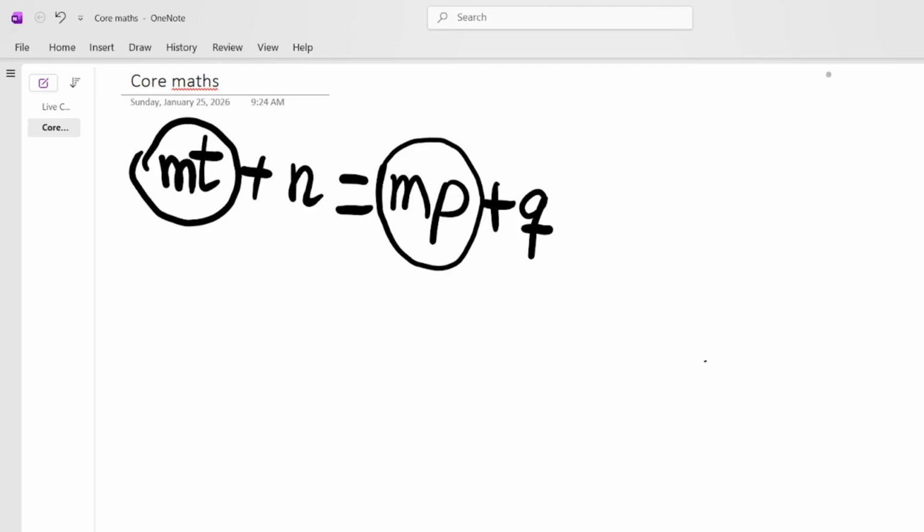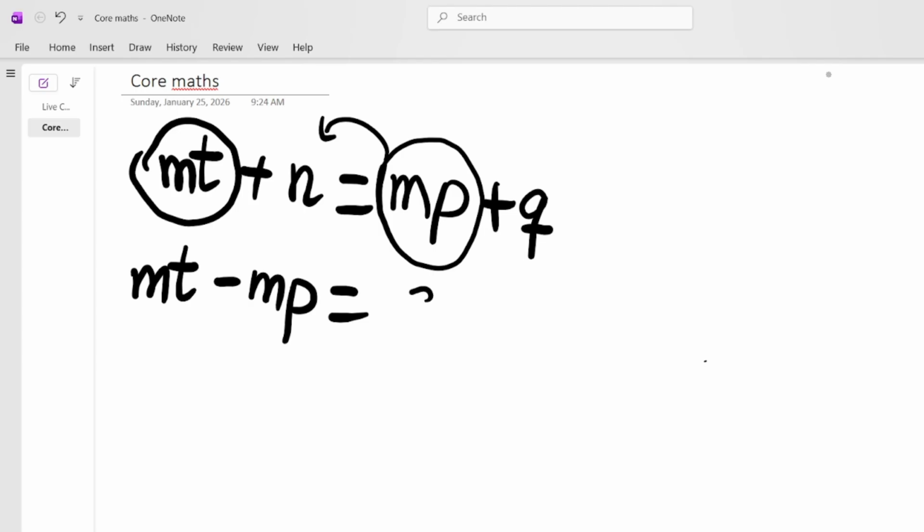So in this case, mt is going to be here, and I'm going to bring mp. mp was positive on this side, so if we go to this side, it will become negative mp, right? Equals to q is positive here, so I'll just keep it as q. n will go to the other side, n was positive here to become negative n. You see how I move the thing?